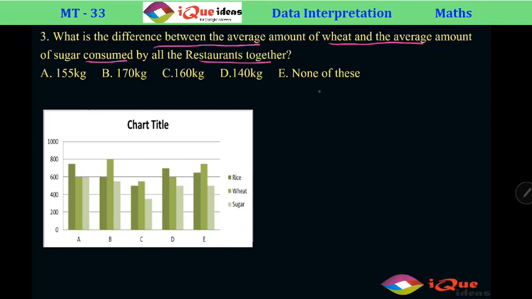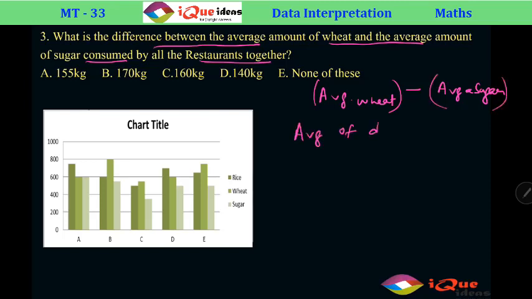So one way is you find the average of wheat and then you also find the average of sugar, and you simply subtract, right? This is going to be the answer. The other way is find the average of differences. Right? Now, how do we do that? Let's follow the second method.